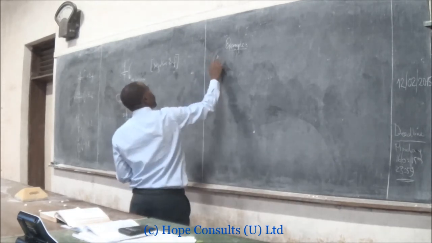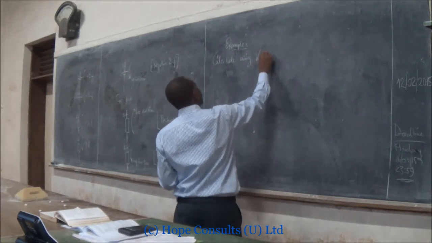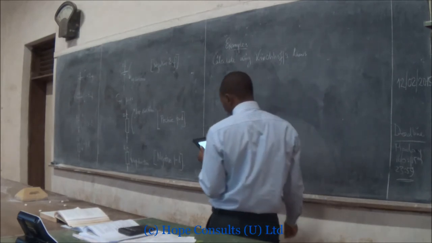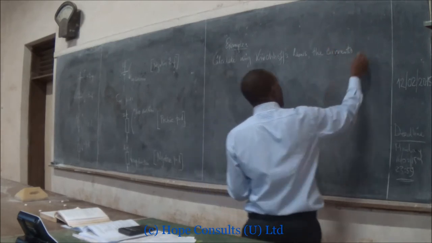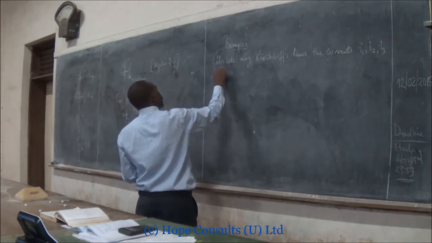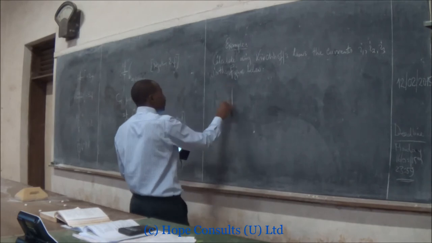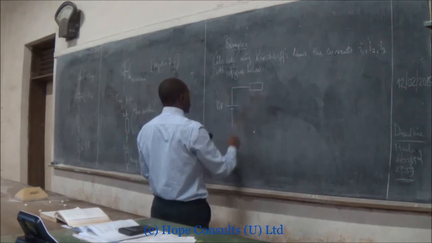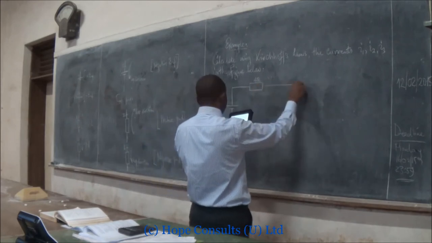So, calculate using Kirchhoff's laws, Gustav Robert Kirchhoff's laws, the currents I1, I2, I3 in the figure below. So we got a battery of 6 volts. We got our 4 ohm resistor here. We have our 10 ohm resistor here.